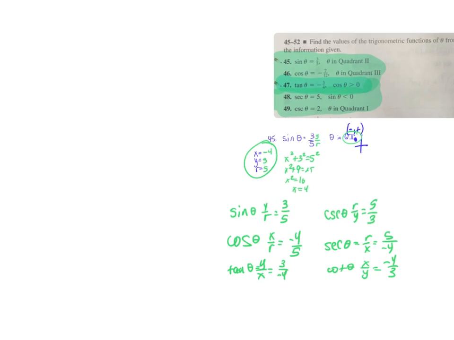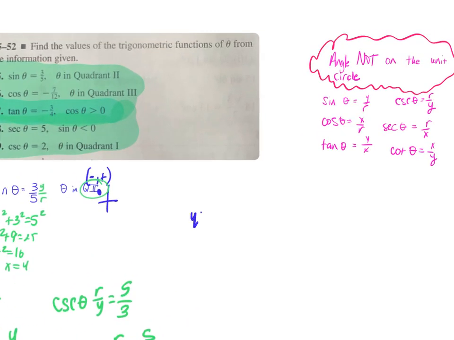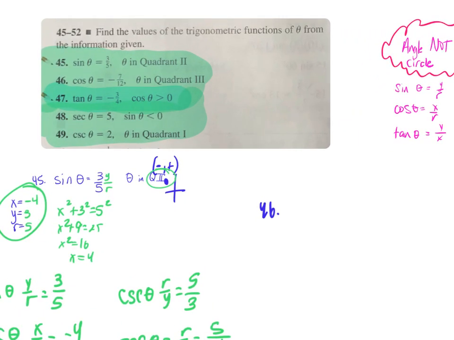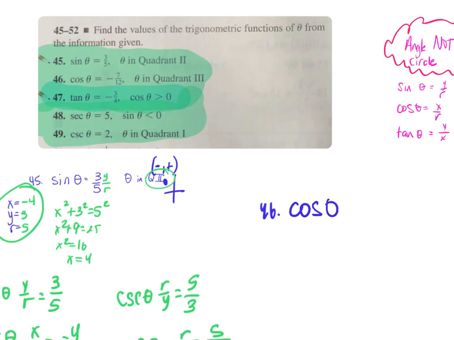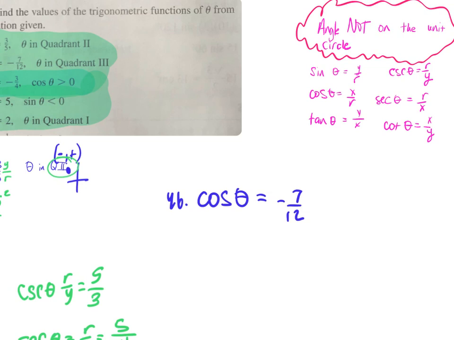If I look at, let's do 46. Okay, 46 says cosine theta is negative 7 over 12, and the angle lies in quadrant 3. All right, well, quadrant 3, I know the signs in quadrant 3 are both negative. X and Y are negative. So I have X equals, Y equals, R equals. I know that X is negative and Y is negative. When I use my Pythagorean theorem, everything's going to come out positive. So I know, because the angle is in the third quadrant, I know where it goes.